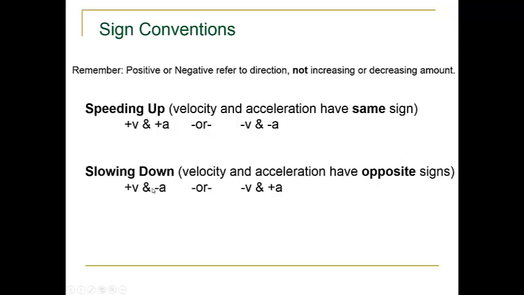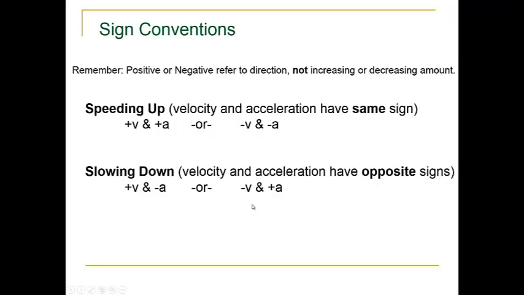So it's pulling you down faster, so you're going to be speeding up. If your signs are different, so your velocity and your acceleration, one's positive and one's negative, it doesn't matter which is which, if they are opposite signs, you're slowing down. So if you're moving to the right and you have a positive velocity, but your acceleration is negative, that means it's pressing back on you the opposite way. Those two are going to be trying to cancel each other out, so you're going to be slowing down.